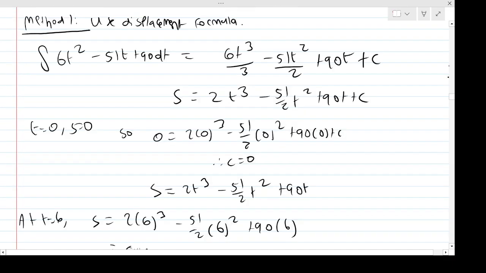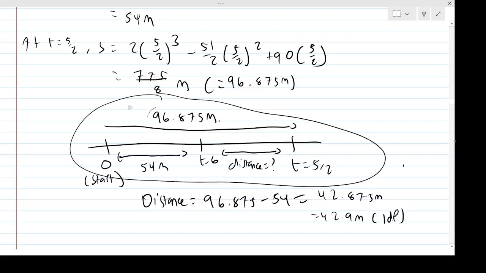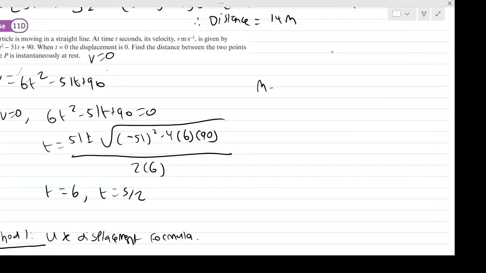Okay, so that's one method. You can integrate to get the displacement formula, then you can sub your values in, and then do a little sketch if it helps to find out exactly how to get the distance you want. Okay, alternatively, we can use integrals to work out distances. By the way, this is a very common exam question. I've seen it probably every AS mechanics past paper, where you need to work out the distance between certain points. So this is an important skill here.